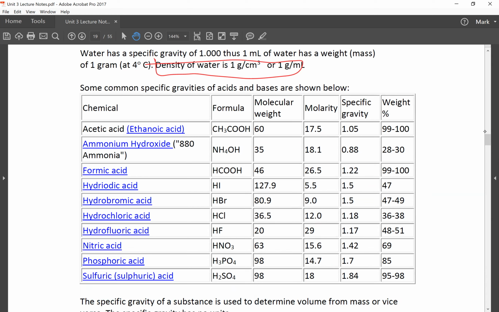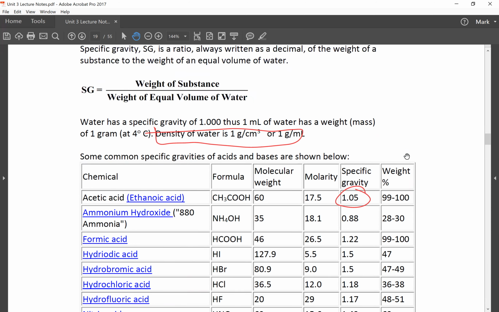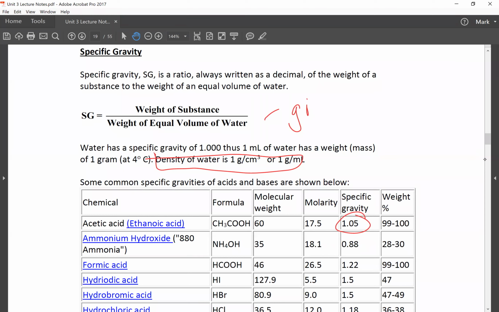Well, the specific gravity is the ratio of that chemical's weight compared to water. So if the specific gravity of acetic acid, for example, is 1.05, it's a little bit more dense than water. Its density is higher than water, and it's higher by a factor of 5%, which we'll talk about. You'll see this come up a bit later. So again, the formula, this is given to you. It's the weight of your substance divided by the weight of an equal amount of water.